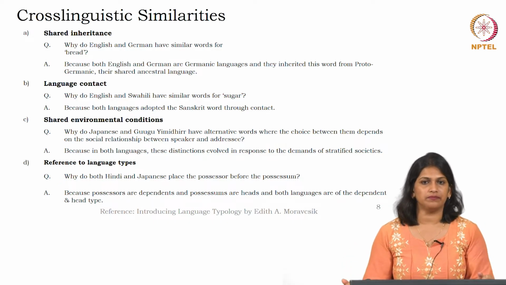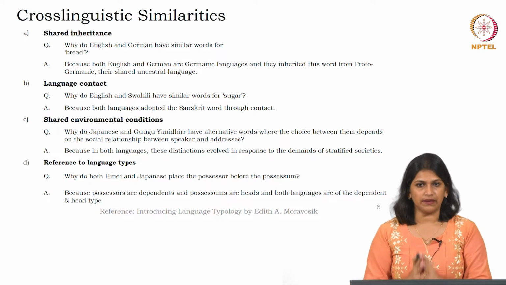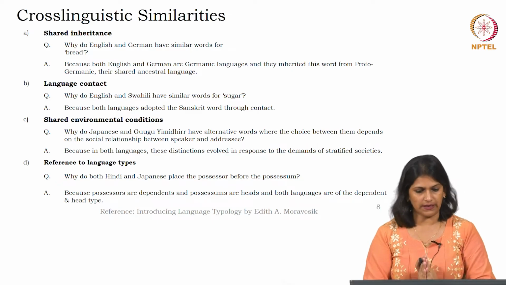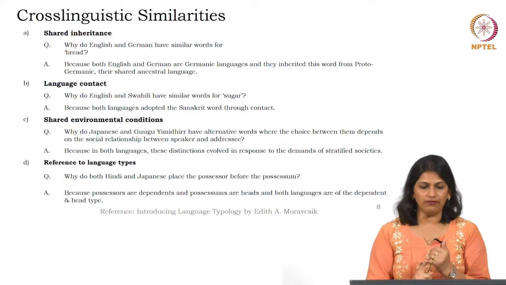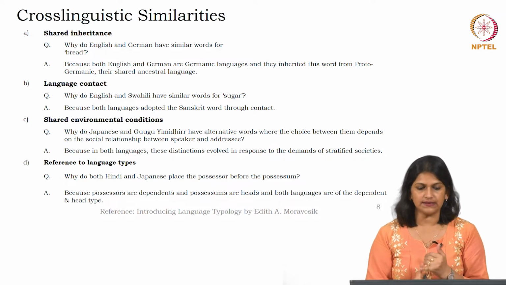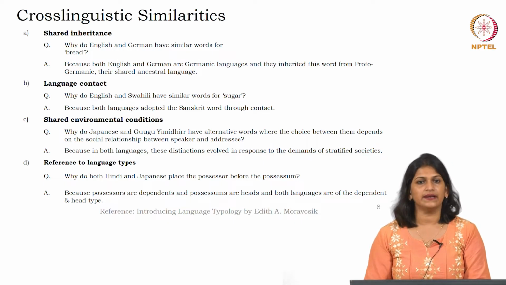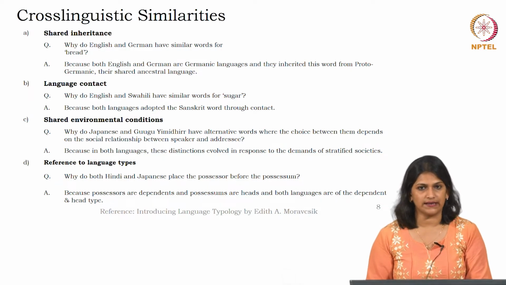And why would they be considered sister languages? Because of the shared ancestral language that they have, which is Proto-Germanic. So, the first reason for the cross-linguistic similarities that we have listed here is shared inheritance, the first point. What is the second point? The second point is language contact.